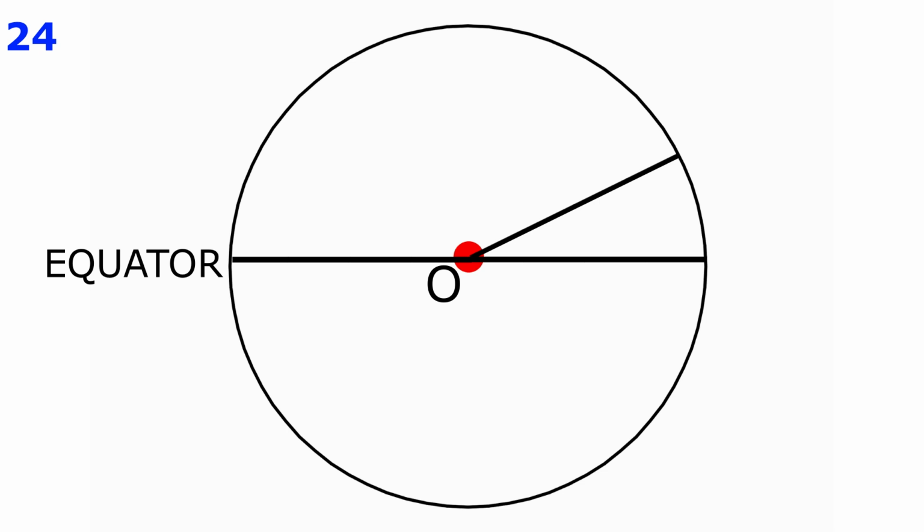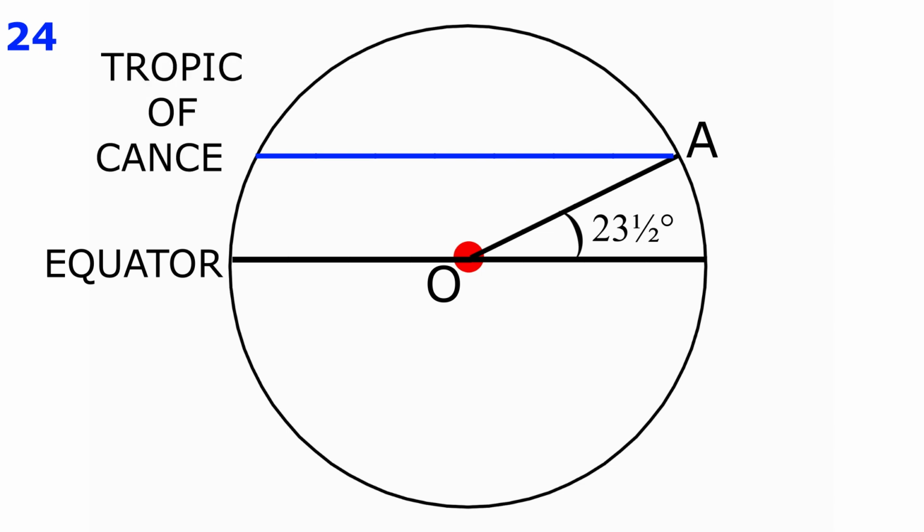Mark the point where this line cuts the circumference as A. Join OA. Through A, draw a line parallel to the horizontal line. This is the Tropic of Cancer. Angle 23.5. So friend, actual definition is latitude is the angular distance of a place north or south of the equator.